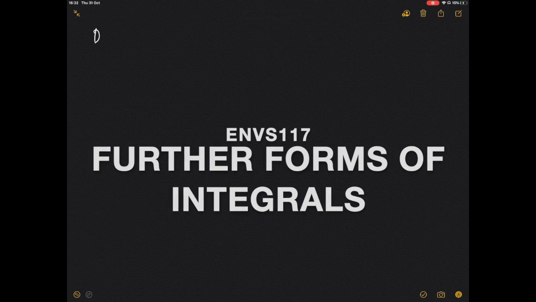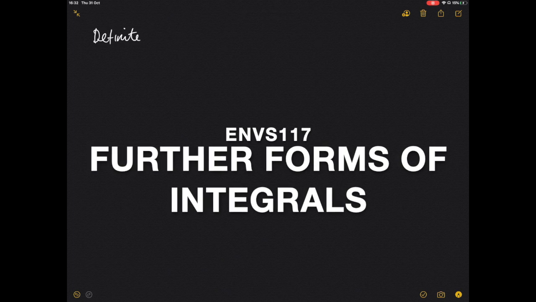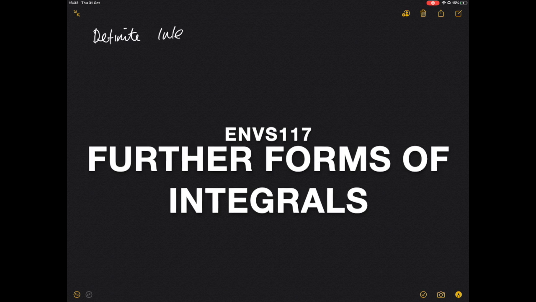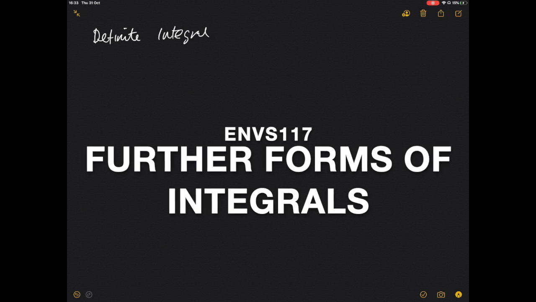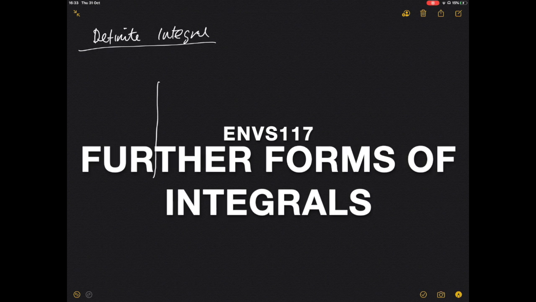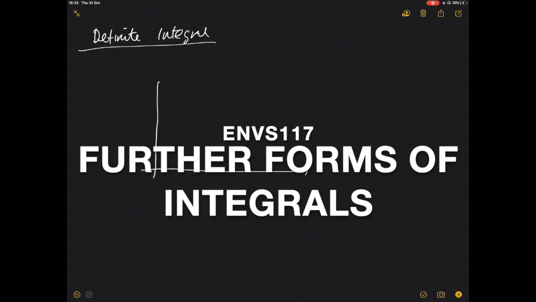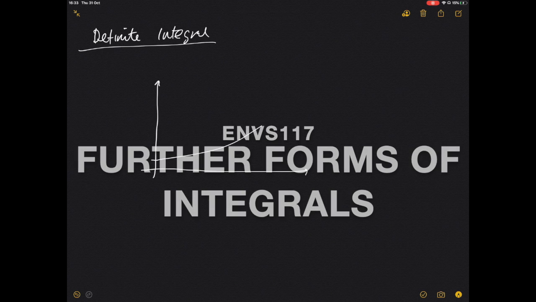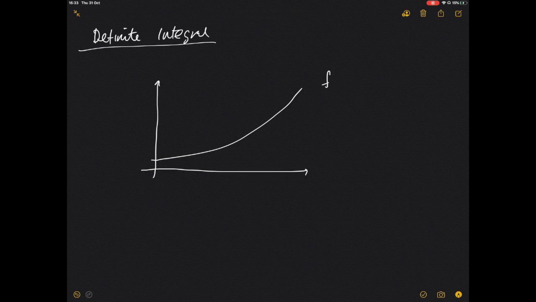Okay, so perhaps we want some sort of definite answer, or a definite integral. Say, for example, we have a curve that looks a little bit like this, and we're going to call that f of x again equals x cubed. But now we only want to find the area between here and here, if we call this b and a.